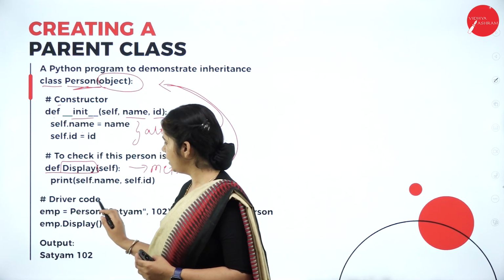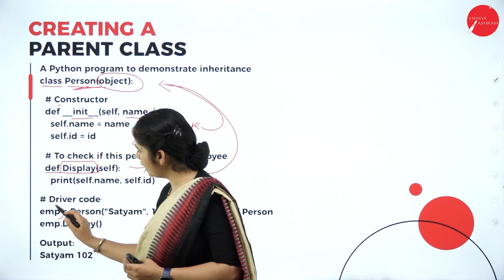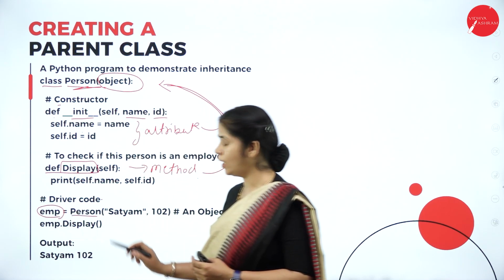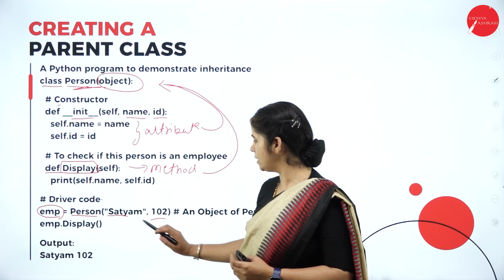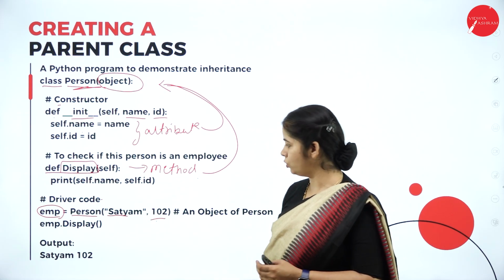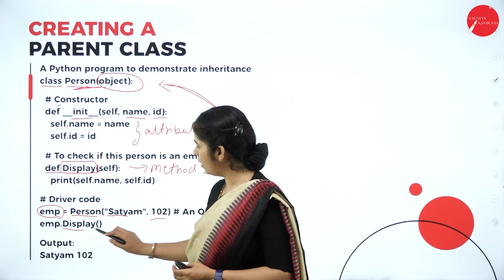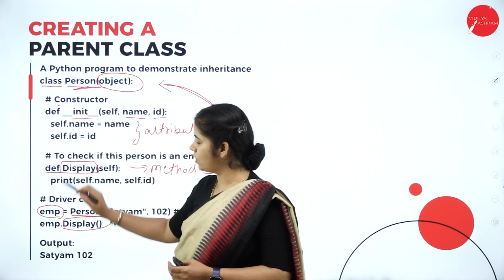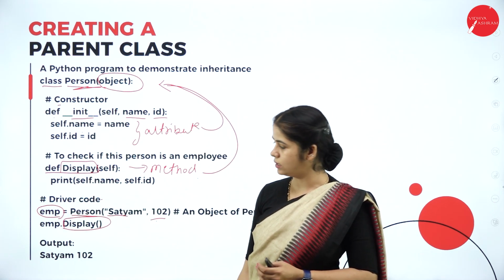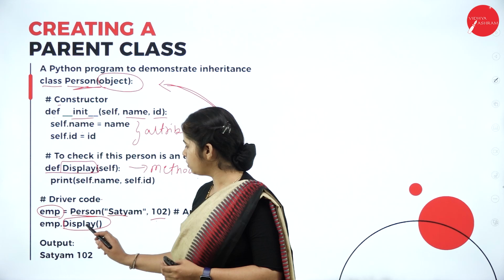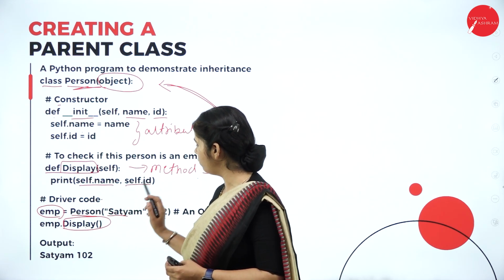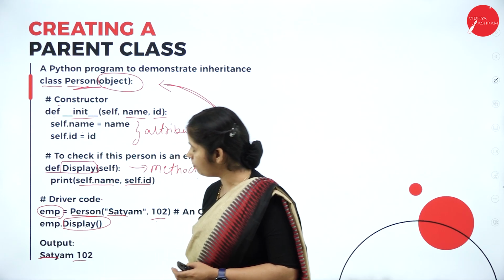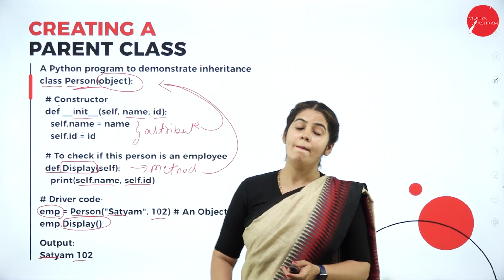Now, in the driver code, we are creating an object that belongs to the class Person by passing the parameters. Name is what? Satyam, and what is the ID? 102 is the ID. So we are calling the display function, which is also a member of that particular class. Once we call the display function, it will display the name and it will display the ID. Name and ID.